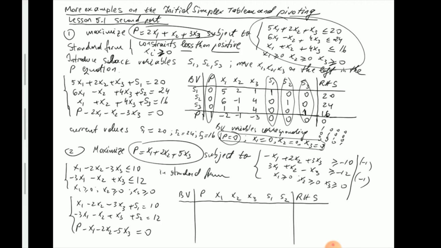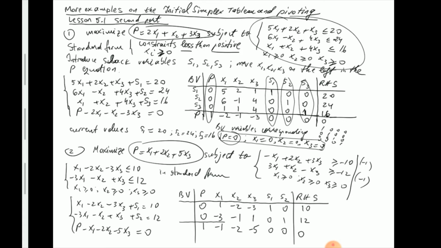So just like before, let's write by column the coefficients. P is 0, 0, 1. x1 will be 1, minus 3, minus 1. And then x2 is minus 2, minus 1, minus 2. x3 is minus 3, 1, minus 5. Then 1, 0, 0, and 0, 1, 0. The right hand side is 10, 12, and 0.